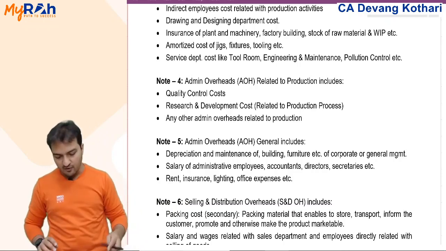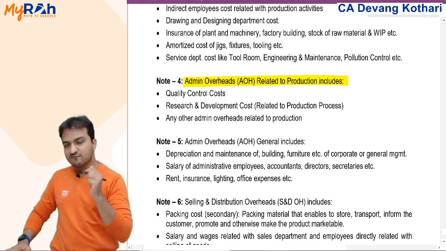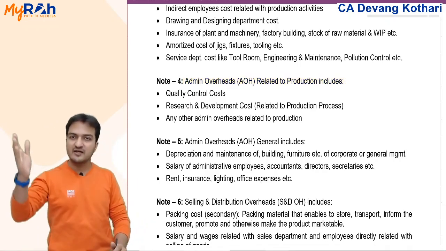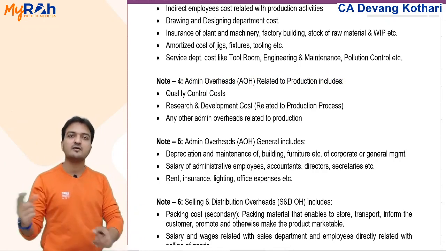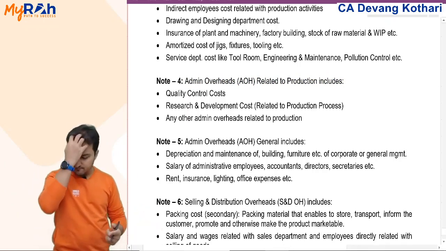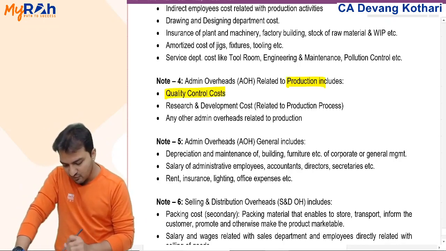Well, then it falls under admin overheads related to production. However, if the quality checking was done only at the time of sale while dispatching the units, then that will fall under general admin. Can you differentiate that? Yes. So quality checking is generally done for all production units. So I put them over here.